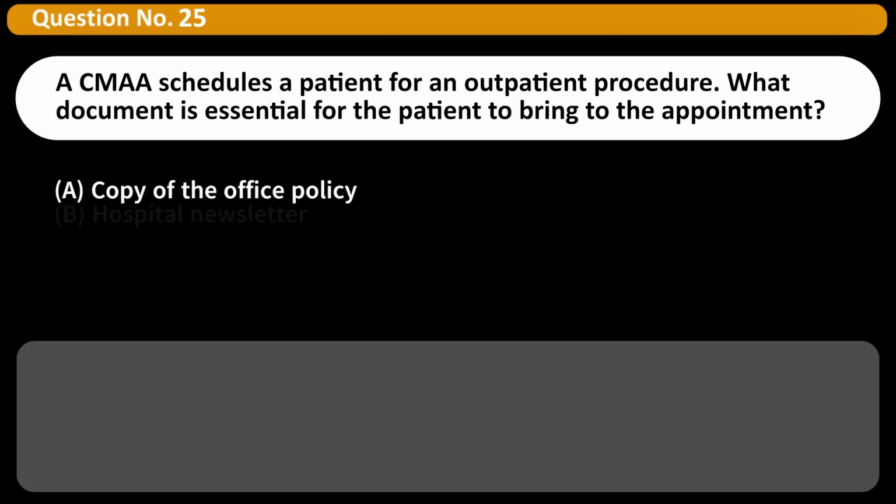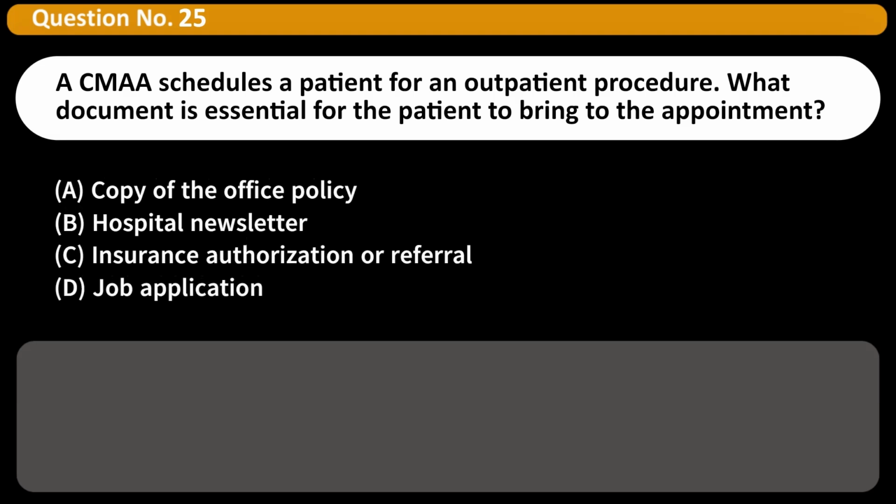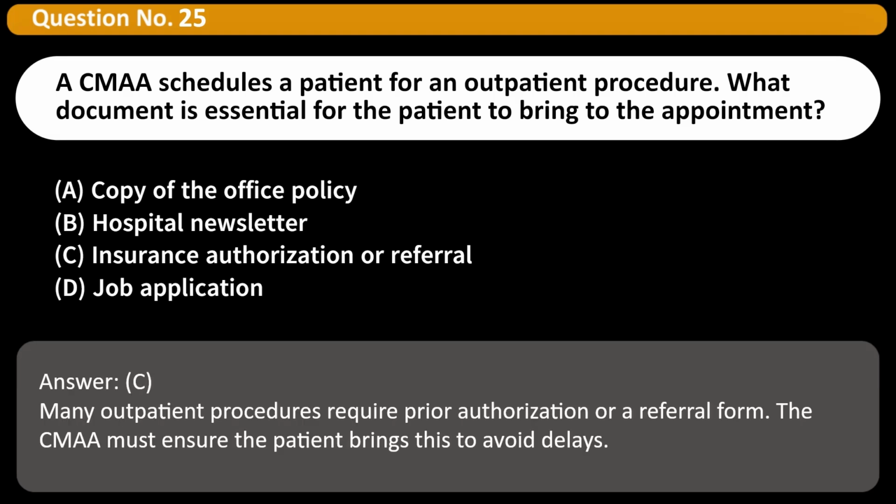A CMAA schedules a patient for an outpatient procedure. What document is essential for the patient to bring to the appointment? A. Copy of the office policy. B. Hospital newsletter. C. Insurance authorization or referral. D. Job application. Answer: C. Many outpatient procedures require prior authorization or a referral form. The CMAA must ensure the patient brings this to avoid delays.